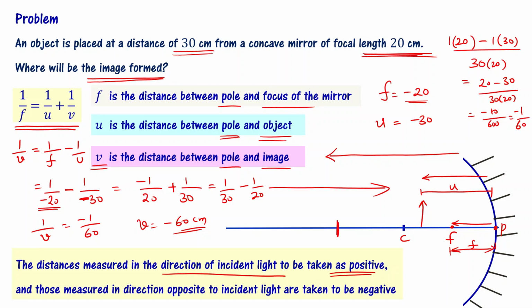Okay, the image, whether it is going to be inverted or upright, do you know? It is going to be a real image. That's why it is going to be inverted. But they did not ask us that. They asked where it is going to form, at a 60 centimeters distance from the pole. It forms here. So it is going to form beyond the center of curvature of the mirror. Understood?